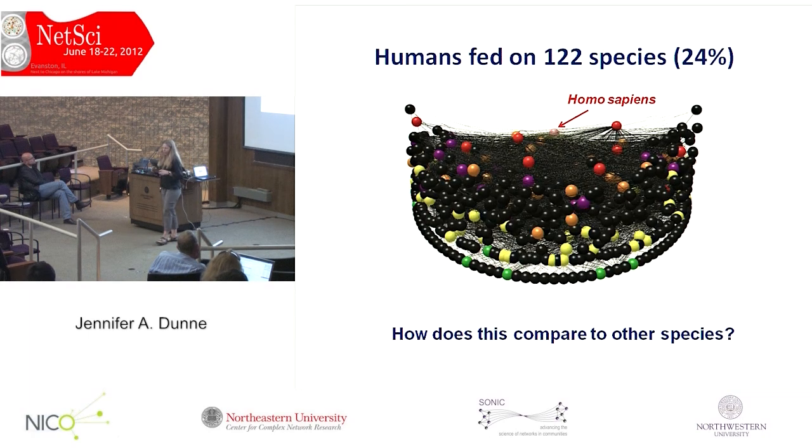So we can do just very simple things, just simple path length analysis. First of all, humans fed on 122 species in the nearshore marine system, so about a quarter of the species in the system. Okay, that's interesting, but how does it actually compare to other species?